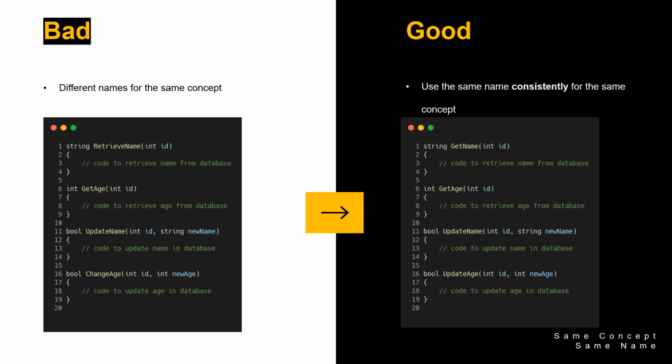On the other hand, there is this bad example of using different names for the same concept in a codebase. Here, the concept of retrieving or updating a value from a database is represented using different names in each function. This can be confusing for the reader and make it more difficult to understand the purpose and function of the code. It is generally a better practice to choose a clear, descriptive name for a concept and use it consistently throughout the codebase to improve the readability and maintainability of the code.